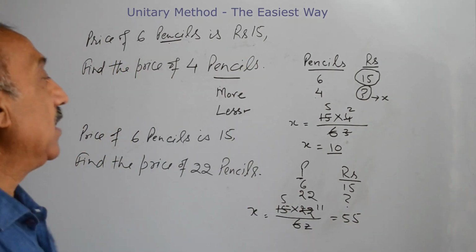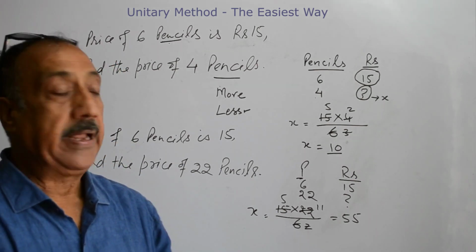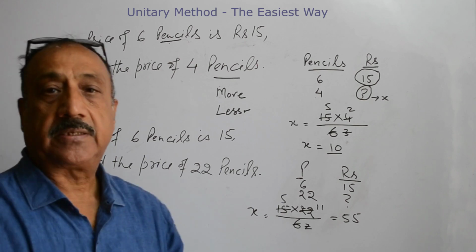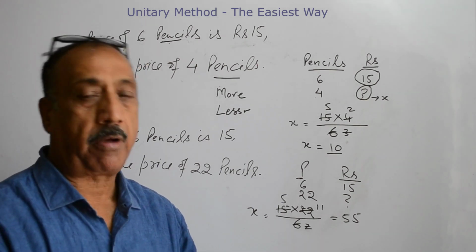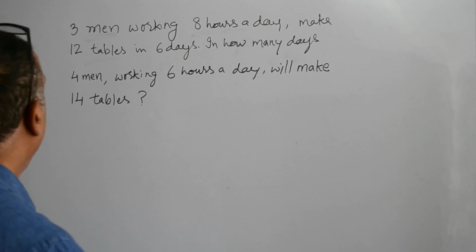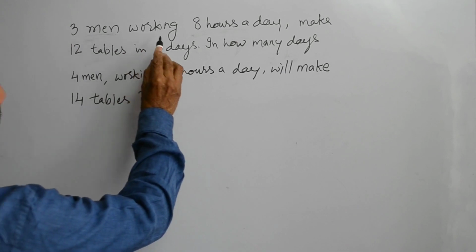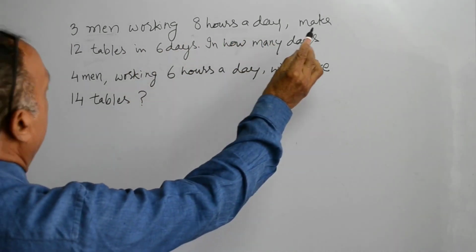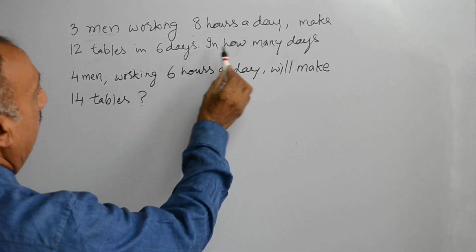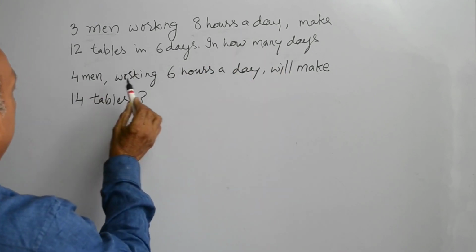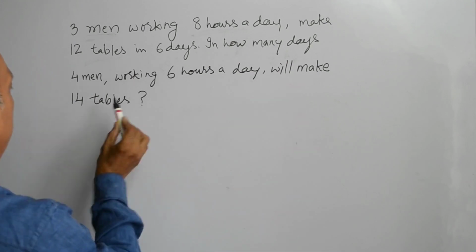So in this way we can solve questions related to the unitary method in a faster way. Now let us practice by solving a complex problem. The question is, 3 men working 8 hours a day make 12 tables in 6 days. In how many days will 4 men working 6 hours a day make 14 tables?